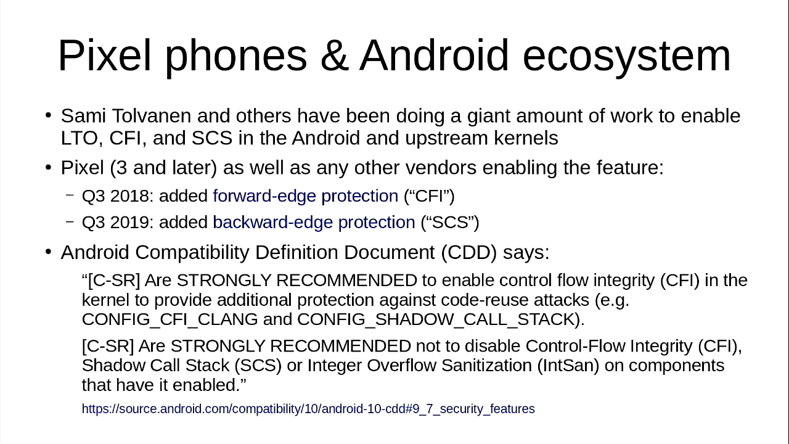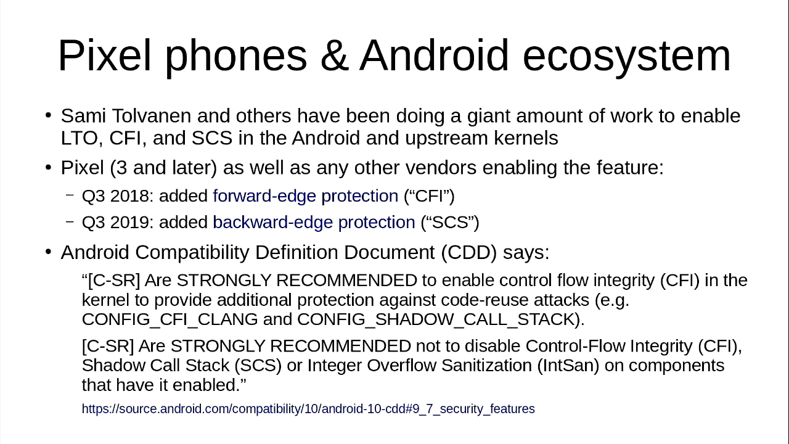So where are we in the real world for this? The Pixel phones actually have this. Sami Tolvanen and others have done a huge amount of work to enable LTO and CFI and the shadow call stack in Android and in the upstream kernels. The first version, so Forward Edge, was added in Q3 of 2018 in the Pixel 3 phones. And when the Pixel 4 came out, that added the backward edge protection and also added it to the Pixel 3 phones. So it just took a while to get it developed and finished and integrated, but that feature was added to the older phones as well.